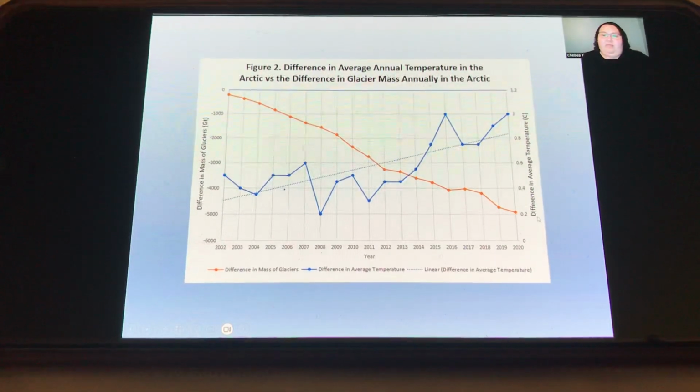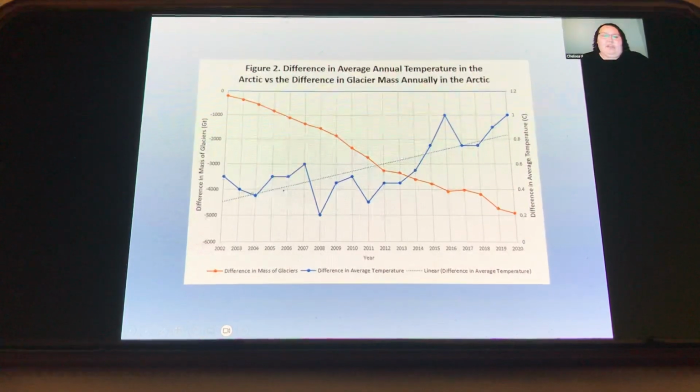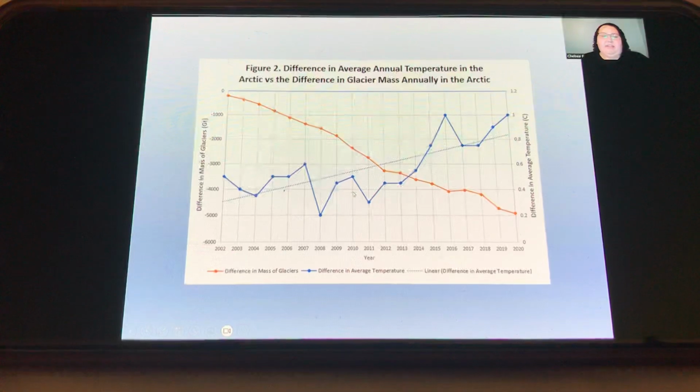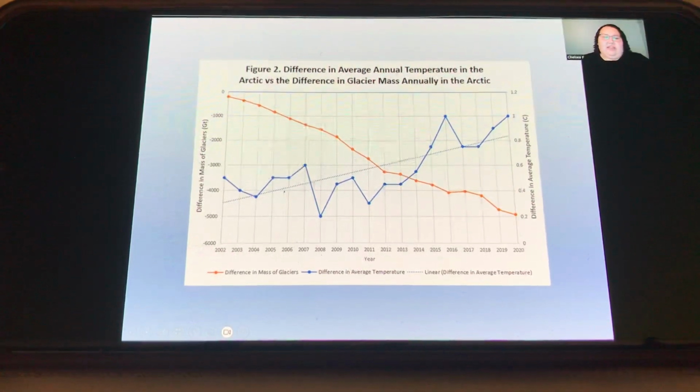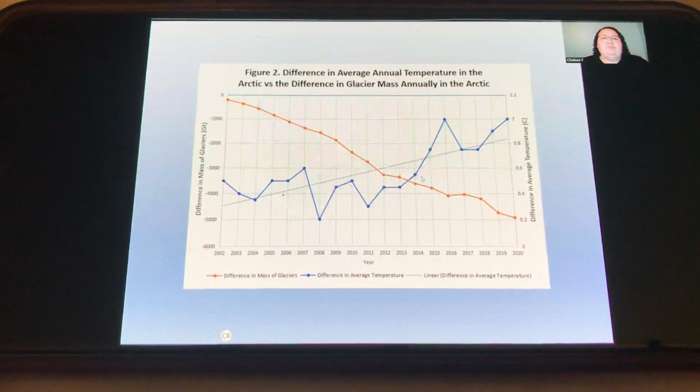And then on the right side, you have the difference in average temperature. So these points here are shown in blue, and they do vary quite drastically. So there is this trend line here in blue that shows that there is an increasing slope.